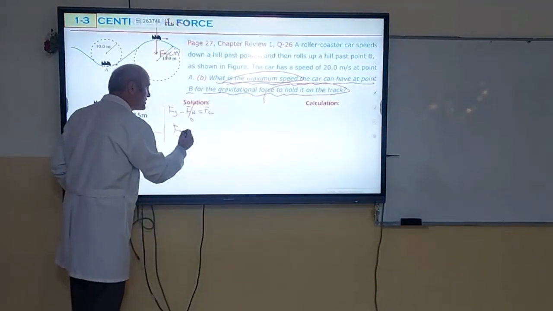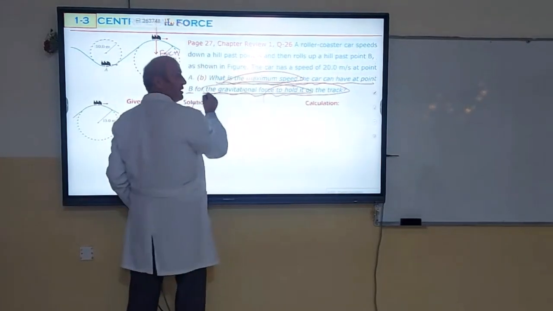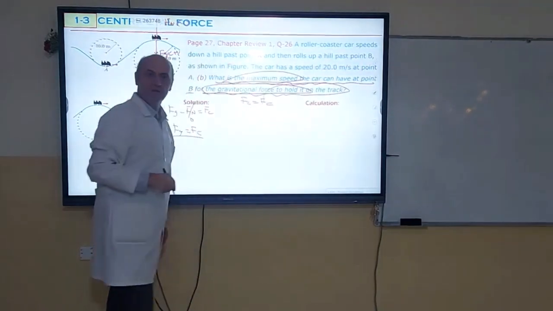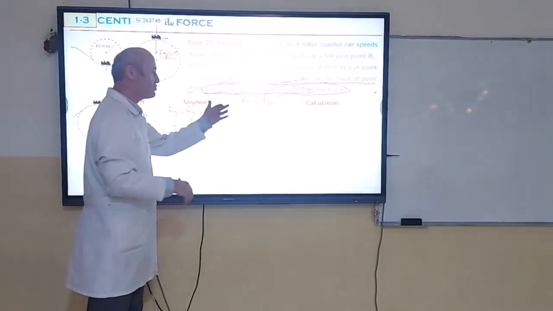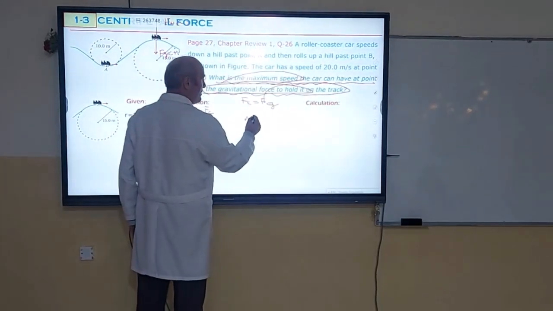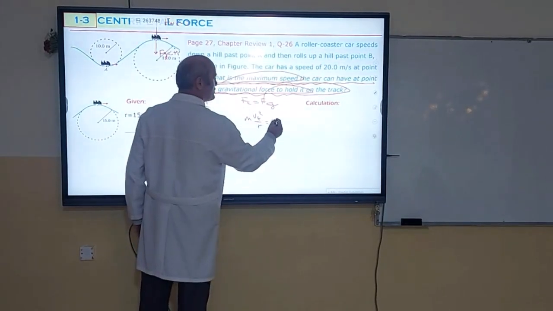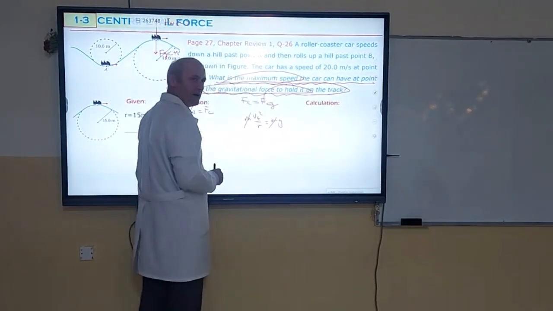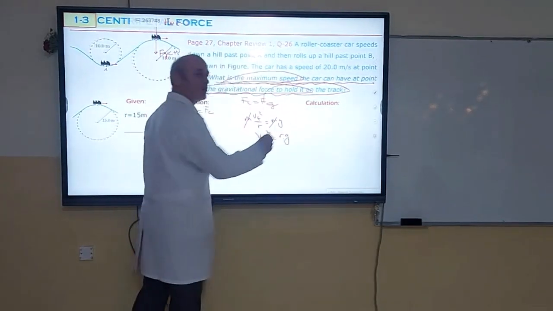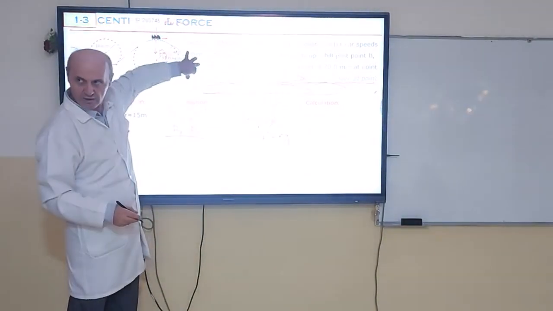Only centripetal force is gravitational force, as stated in the question. Fc is the only centripetal force. The rest of them, you are going to write the equation. So centripetal force is m v_t squared over r, and gravitational force is m times g. The m's will simplify. You can find at what maximum speed this car can go without leaving the track.